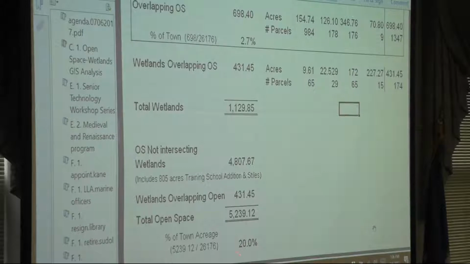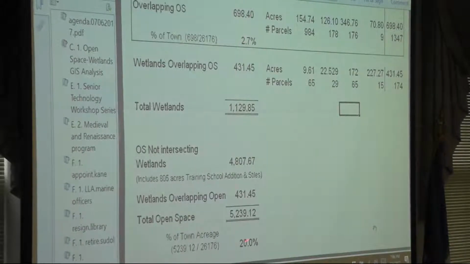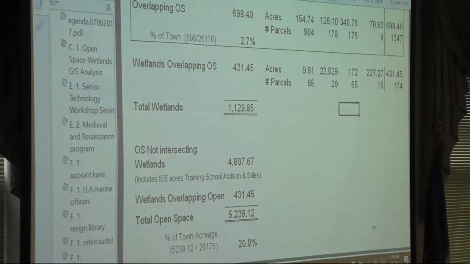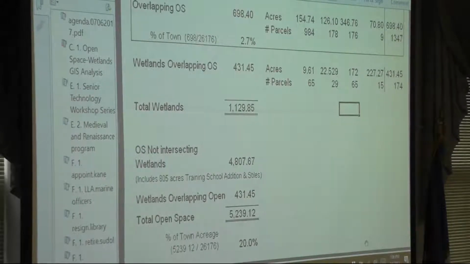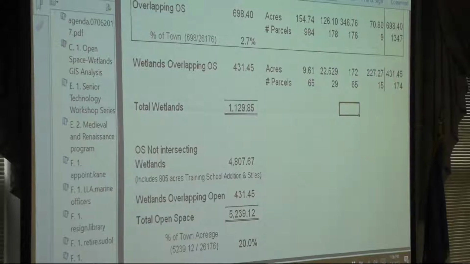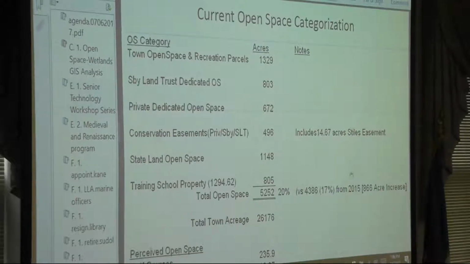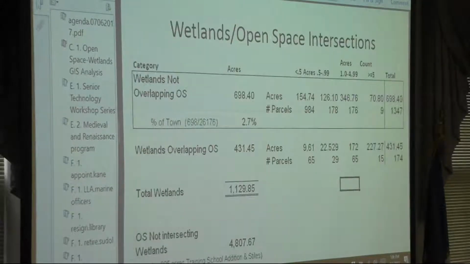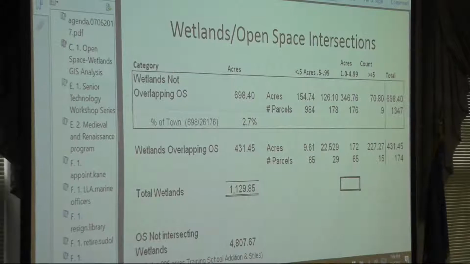That's today's open space. Dick's premise is that you should add that 2.7 to it, and you'd be up at 23, almost 23% of open space. And you have more to it. Yeah, just a few other things. Keep going.